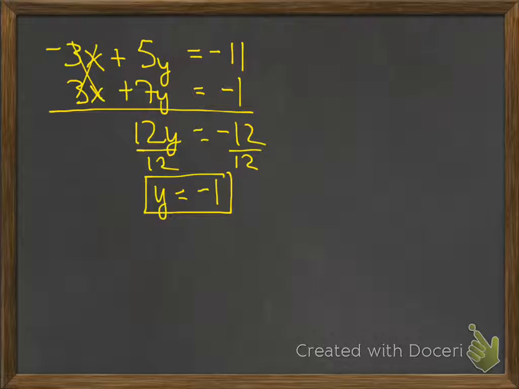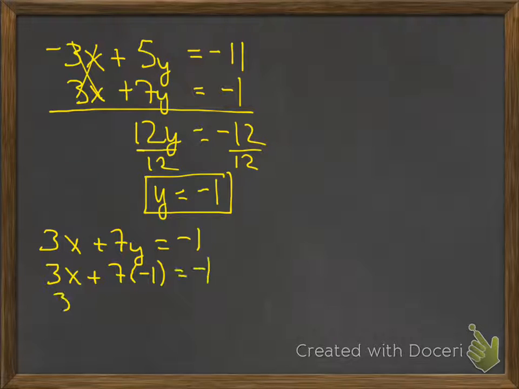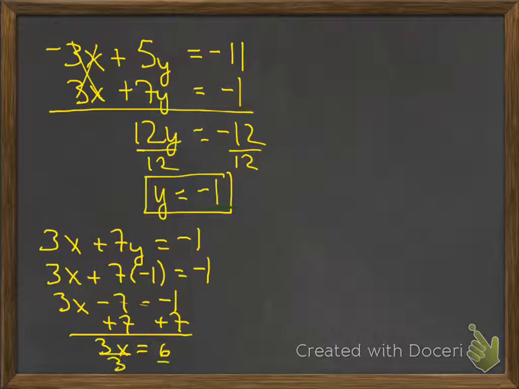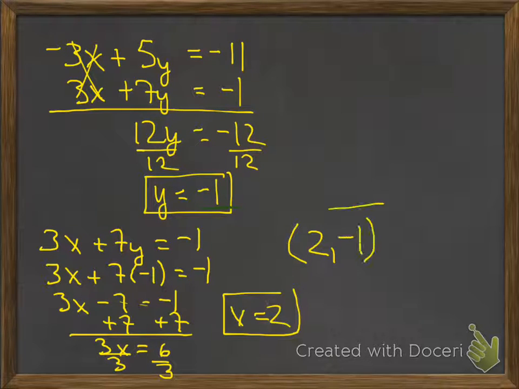Now again, I can choose either equation I want to. This time I'm going to choose the bottom one. So I'm going to say 3x plus 7 times negative 1 equals negative 1, because I'm putting this negative 1 in place of the y. Then again, you're going to multiply, add or subtract, and then you can divide. So all I've done there is first eliminate, and then plug into one of the two equations.